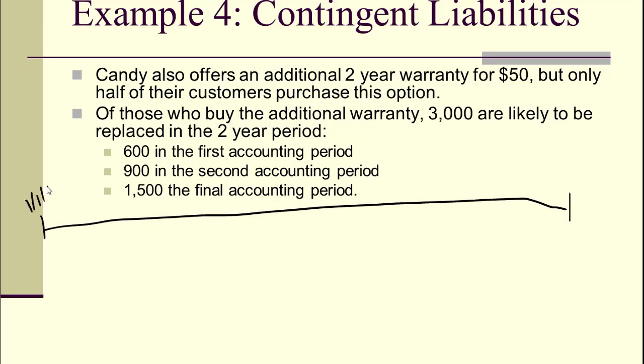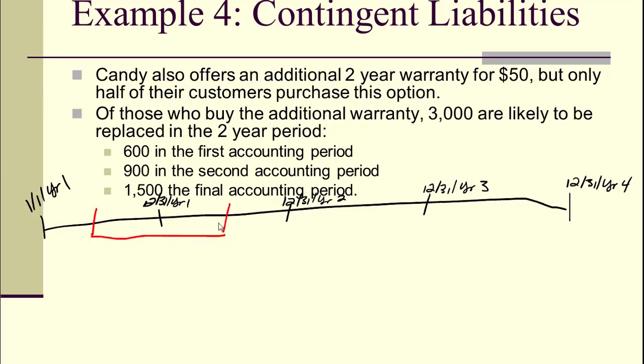So this is January 1st of year 1. And let's see, here we'll have 12/31 of year 1 and 12/31 of year 2 and 12/31 year 3, and finally over here 12/31 of year 4. So what FASB means is that from the time they make the purchase for 1 year, they are covered under the original box warranty that's on the box or as part of the product they bought. Then we're going to honor this additional warranty for 2 years after that.